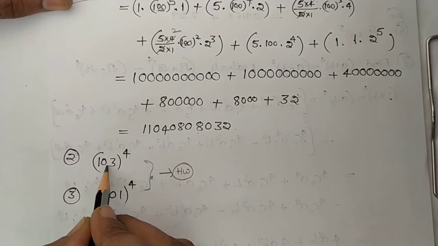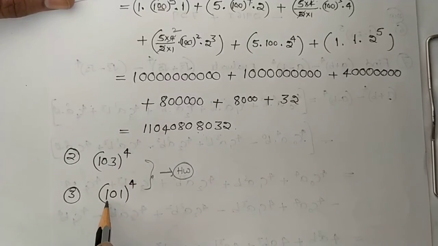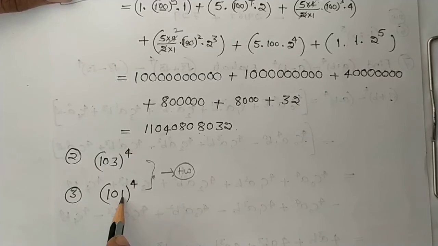How are you going to split this 103? 100 plus 3 whole power 4. Similarly, 101 you can split as 100 plus 1 whole power 4.